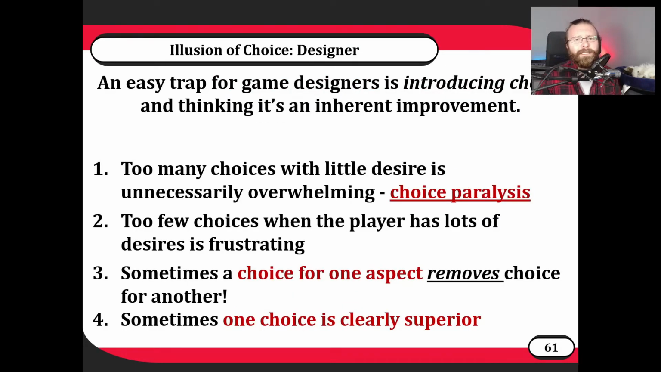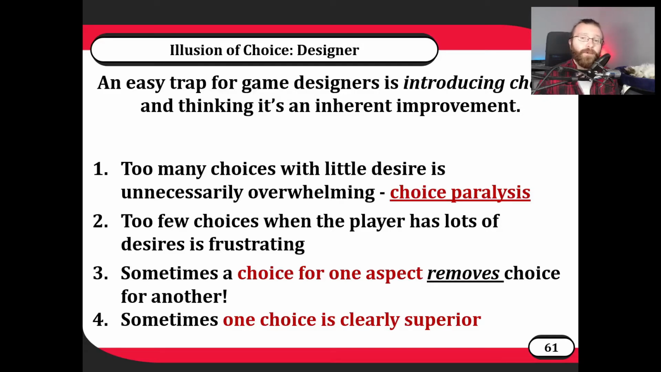Now, a really easy trap for designers to make, especially when you're first getting started and you're thinking about how can I improve my game, is to just start introducing more and more choices. And there's a lot of problems with this. Too many choices introduces what's called choice paralysis. If you've ever gone to a grocery store and looked at the massive wall of soups or anything like that, and you just ended up walking out without that soup, it's because you had choice paralysis. There were so many options in front of you that the easiest option was to not decide at all. So we need to be careful of how many options we're providing the player.